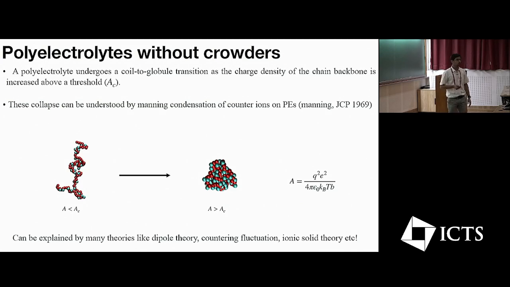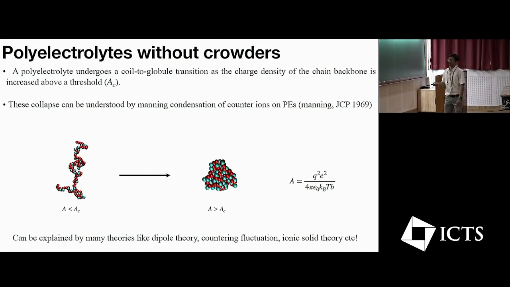So before I introduce crowders in my system, I just want to go through what a polyelectrolyte does in the presence of counterions only, without crowders. It's been known that the polyelectrolyte undergoes a coil-to-globule transition if the charge density on the chain backbone increases above a threshold value A_C. A is basically just the charge density, you can consider. So below the threshold, you can see the chain is in an extended kind of structure. There are no crowders, only counterions are there to neutralize the whole system. And as we increase the charge density on the backbone, it goes into a collapsed kind of structure.